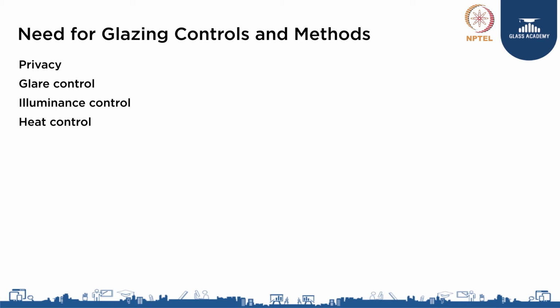Then we might also like to control the amount of radiation that is coming through the window, because we want to save on the energy consumed by the air conditioning system. So if it is summer and it's becoming too hot, the building is getting overheated, even when it is not being occupied, we might like to reduce the heat ingress and control the window. So there are some of these reasons because of which we would like to control the glazing.